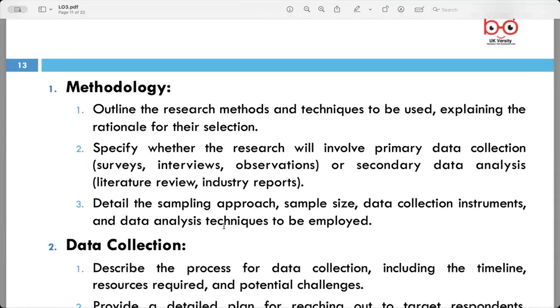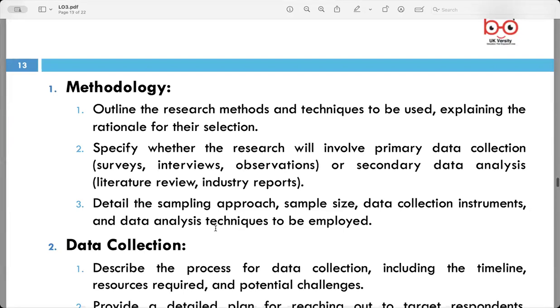So the methodology section of a market research plan outlines the research methods and techniques to be used, along with the rationale of their selections. It specifies whether the research will involve primary data collection such as surveys, interviews, or observations, or secondary data analysis such as literature review or industry reports. Additionally, it details the sampling approach, sample size, data collection instruments, and data analysis techniques to be employed.